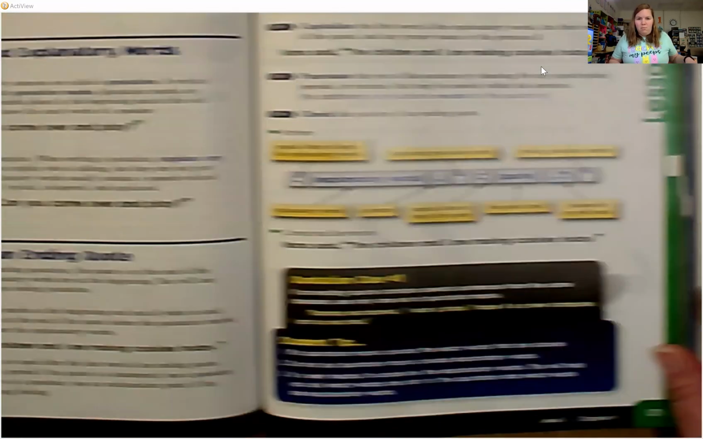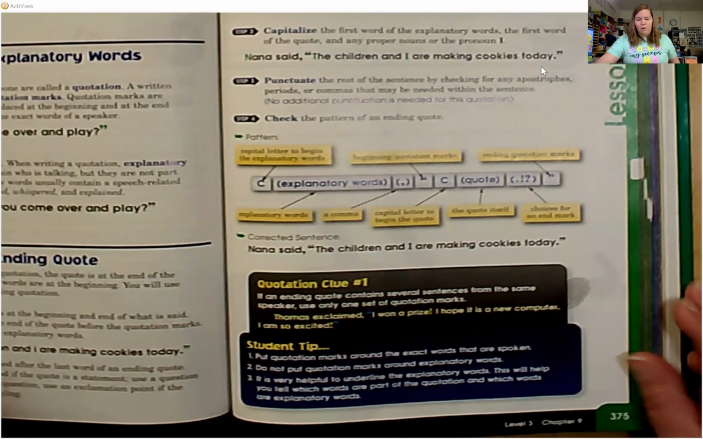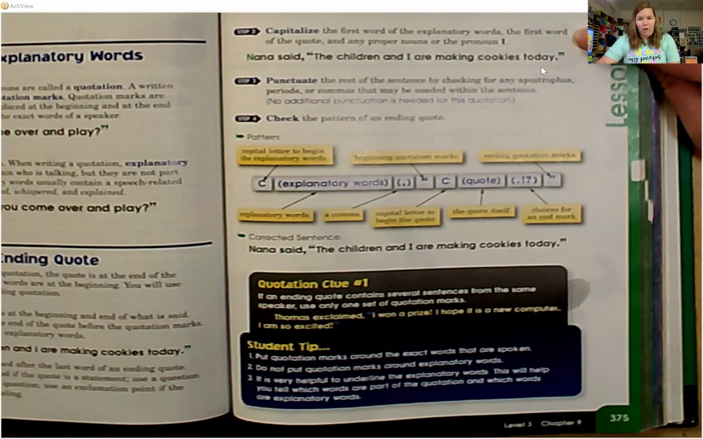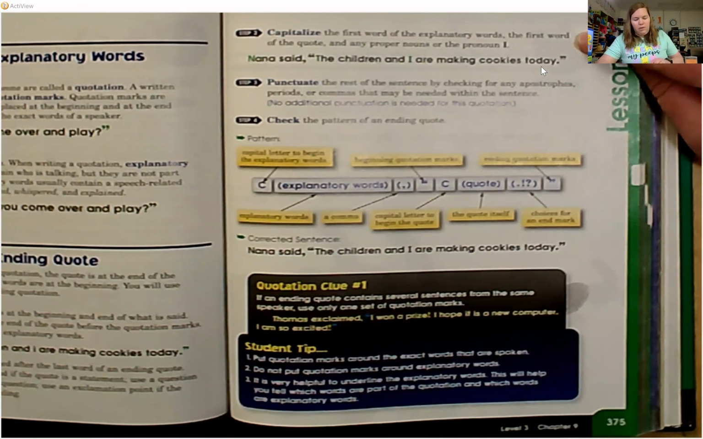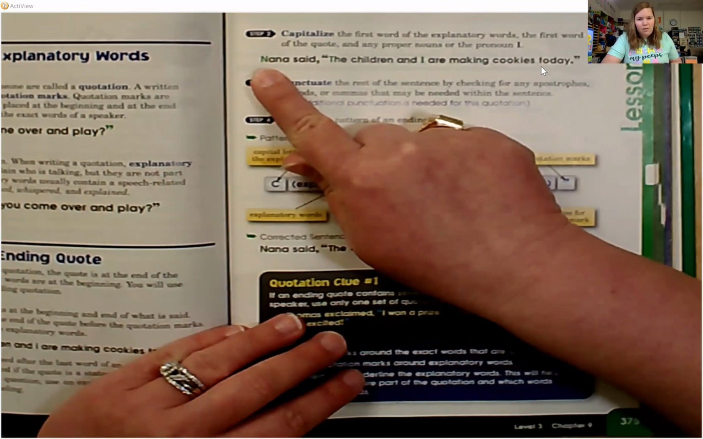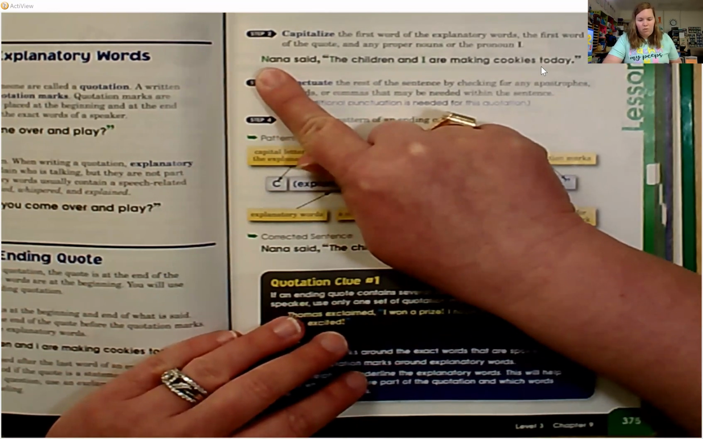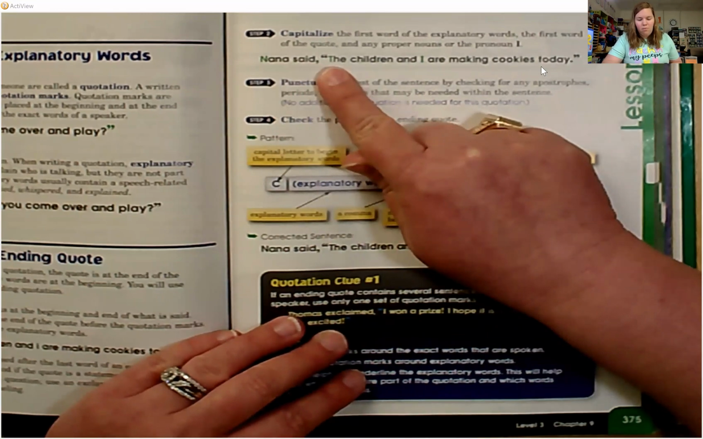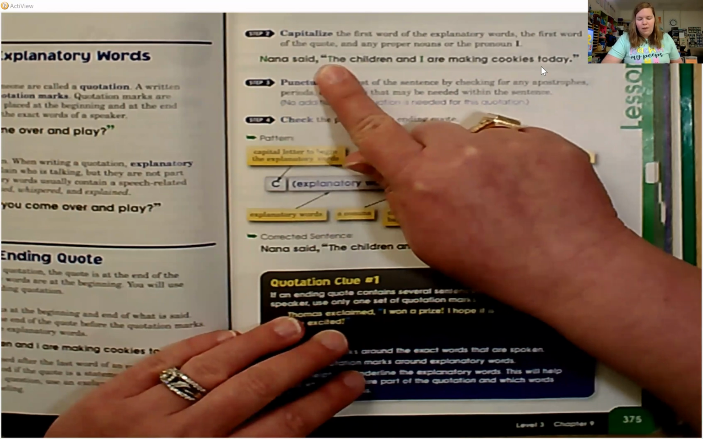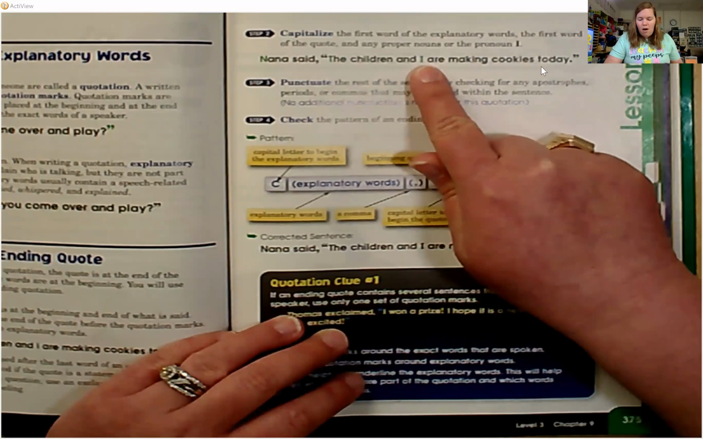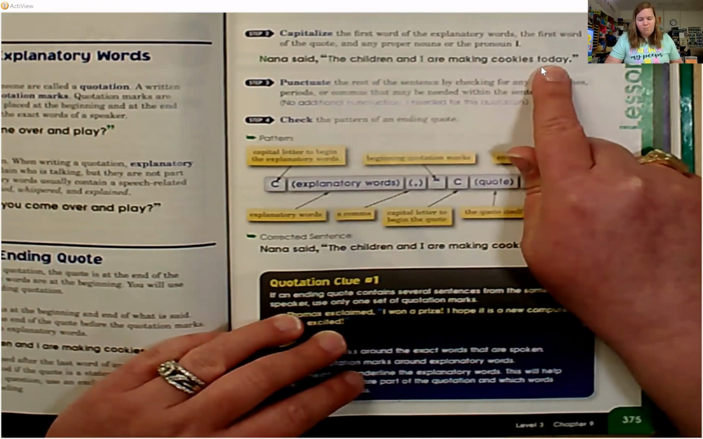Step number 2, capitalize the first word of the explanatory words, the first word of the quote, and any proper nouns or the pronoun I. So again, with this sentence, Nana said. Nana gets capitalized. It's the beginning of the explanatory words. The, again, capitalized because it's the first word of the quote. The children and I, always capitalized, are making cookies today.